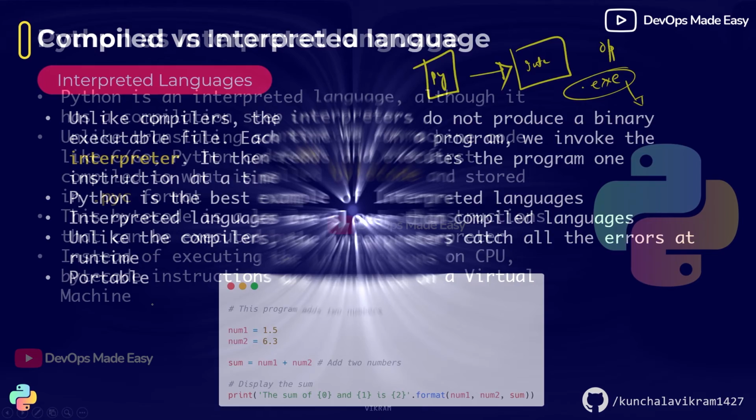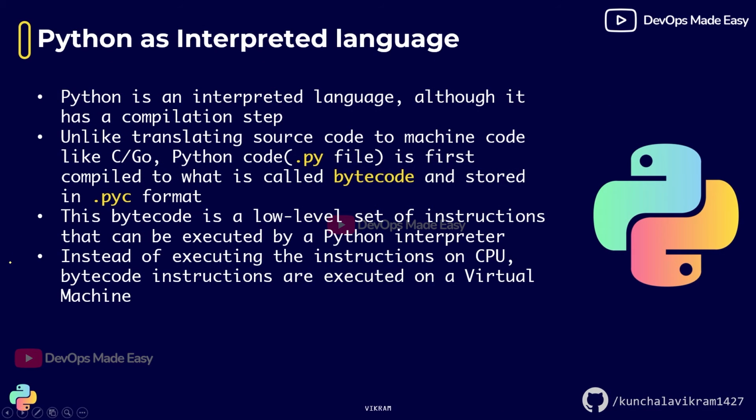and we'll understand how the Python language is portable unlike other compiled languages like C or GoLang. Now one question we usually come across is whether Python is an interpreted language or a compiled language. Python is definitely an interpreted language, but it also has a compilation step. So what is this compilation step?